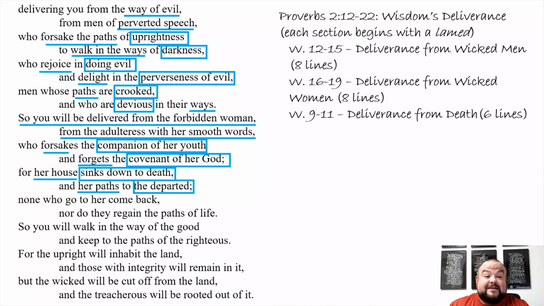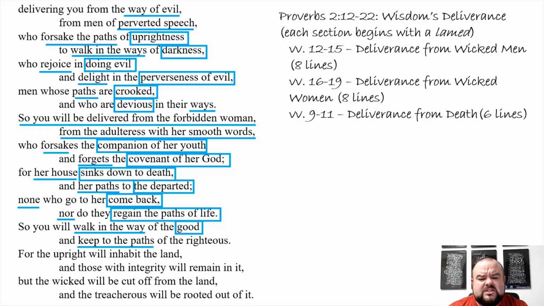The idea is if you go in there, you're not coming back. None who go to her come back, nor do they regain the paths of life. There's no coming back from this once you give up yourself to her. So you will walk in the way of the good. You will keep to the paths of the righteous.